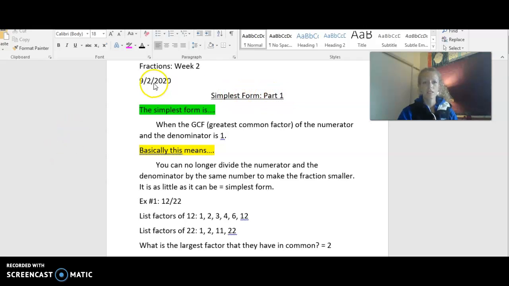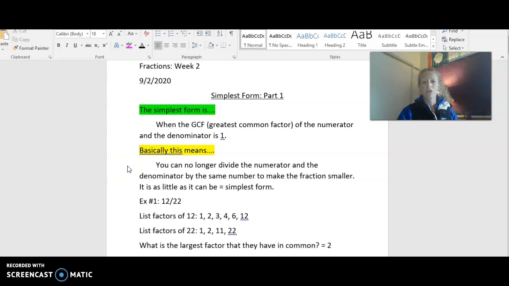It is underlined, Fractions Week 2, and I have the date. Wonderful. So the simplest form of a fraction, this is straight from the book, is when the greatest common factor of the numerator and the denominator is 1. So for me, I wrote it out like this, which made more sense to me.